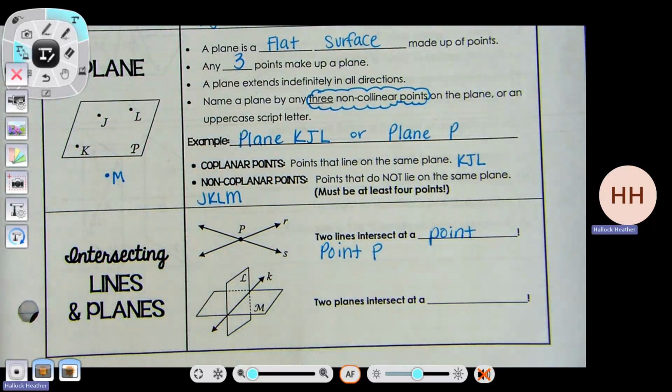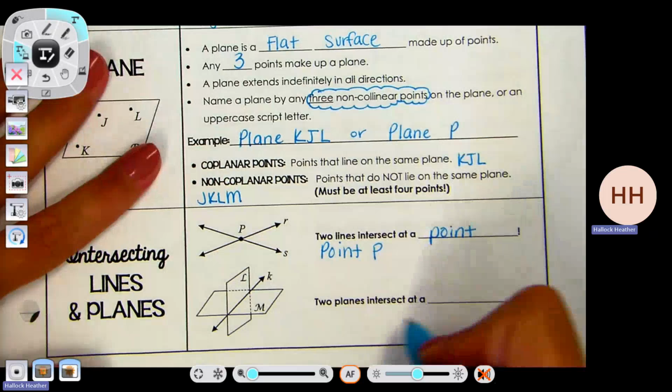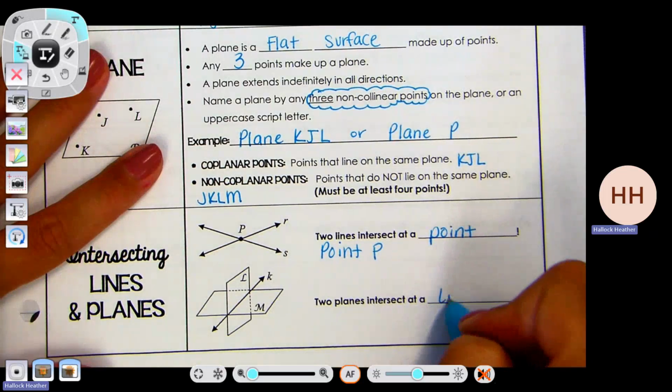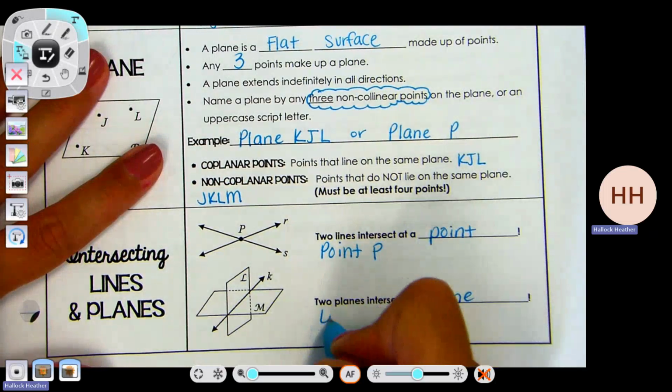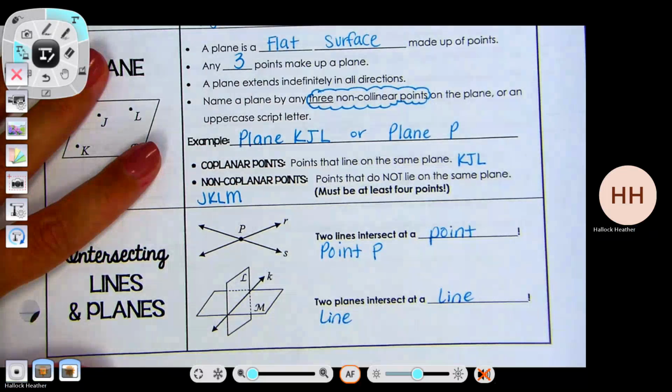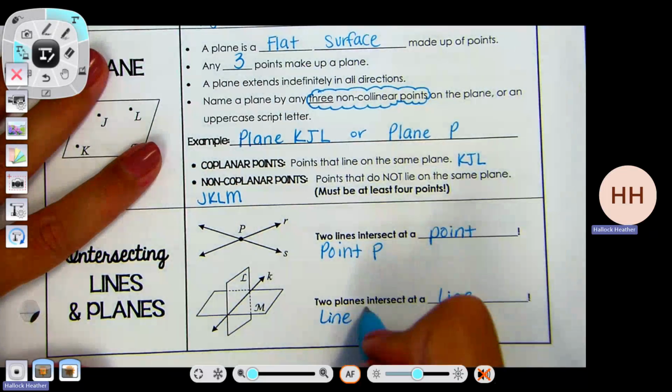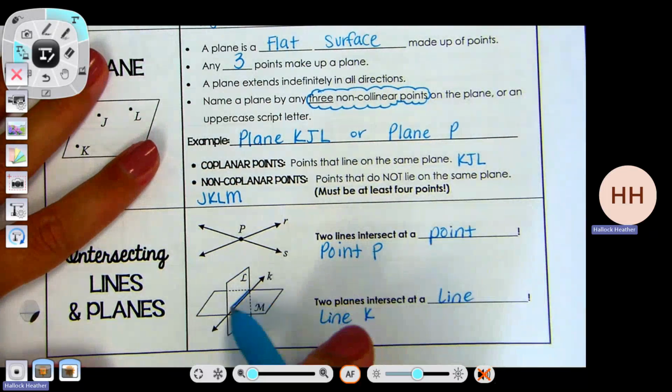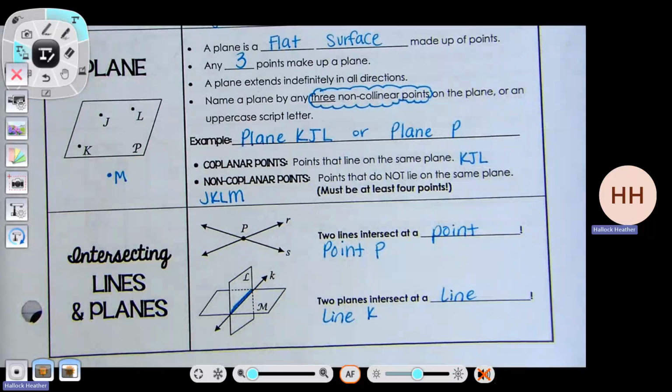Now we have to think, if I have 2 planes that intersect, what is it going to create? Think about a line. A line. That's correct. So 2 planes intersect, creating a line technically. And what could I call this line? Line K. Because if I take 2 pieces of paper and they were to cross paths with each other, it's technically creating a line.